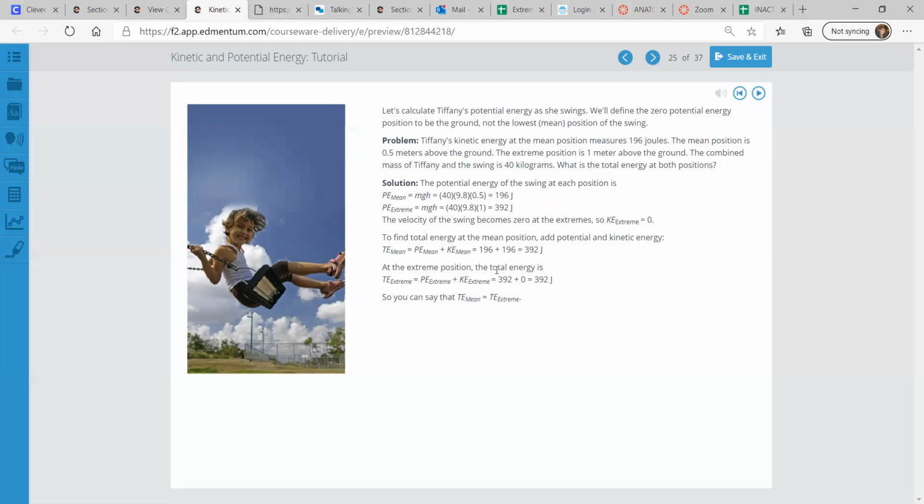At the extreme position, the total energy is the same calculation, but there is no kinetic energy because you stop moving at the extreme position furthest from the swing. We calculate the potential energy at the extreme. It is 392 plus 0 equals 392. Notice that the total energy is 392 at both points. But the thing that has changed is the potential energy and kinetic energy.